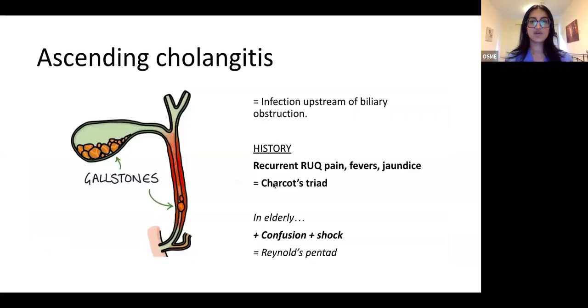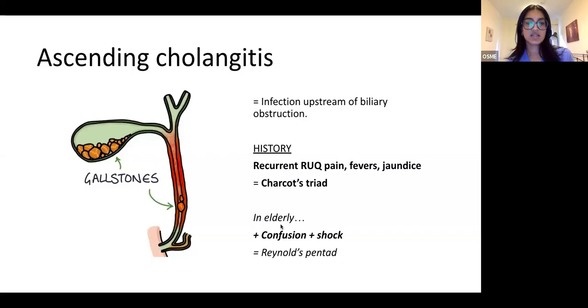So this is where you have infection upstream of the biliary obstruction. The stasis of bile that we talked about before has now become infected, and this patient is very acutely unwell. So in a question vignette, you'd be looking for Charcot's triad. That would be right upper quadrant pain, fever, jaundice. Those are the components of the triad.